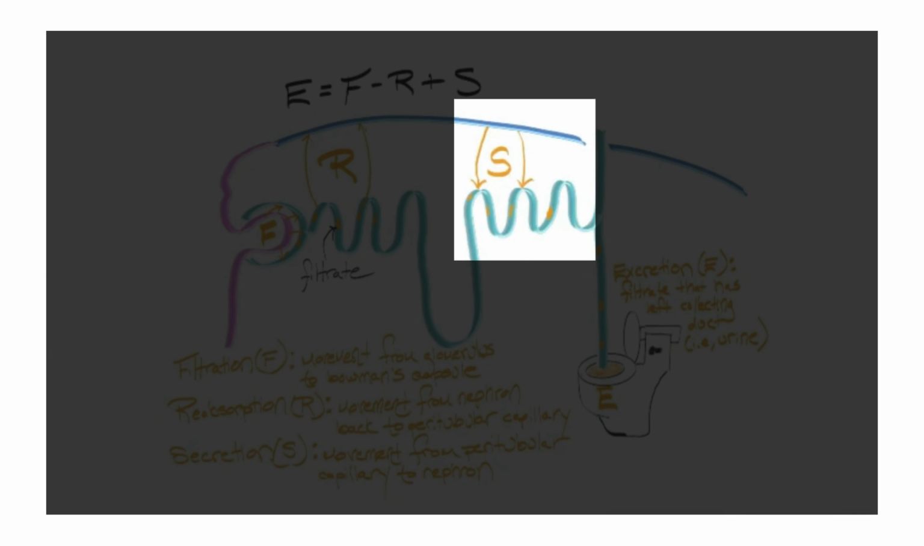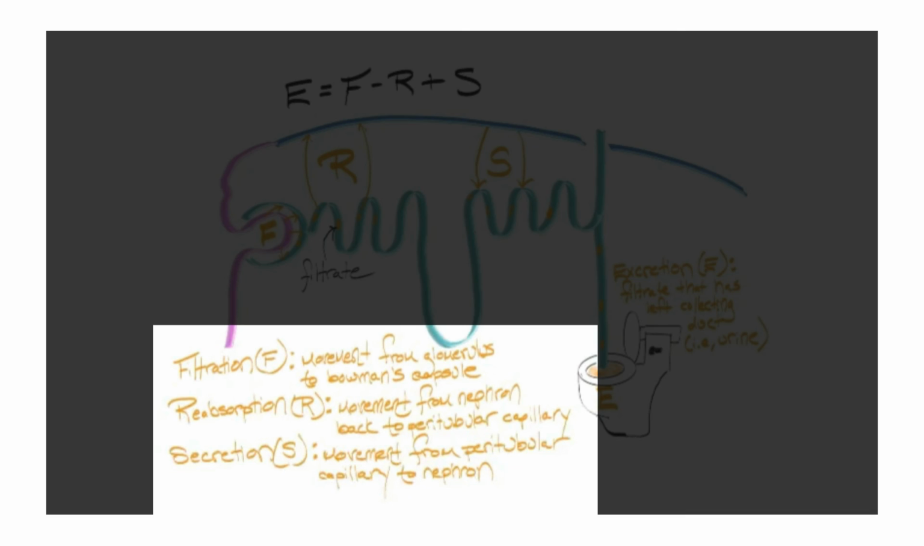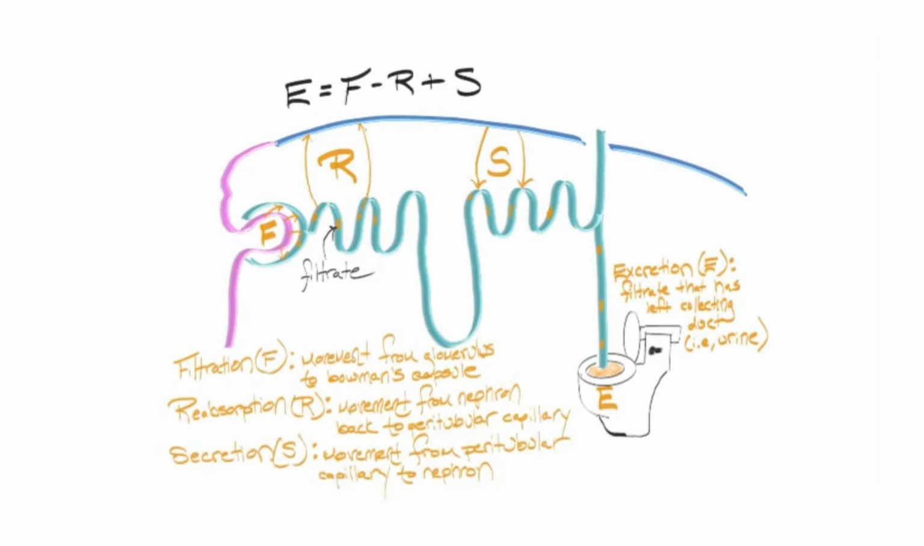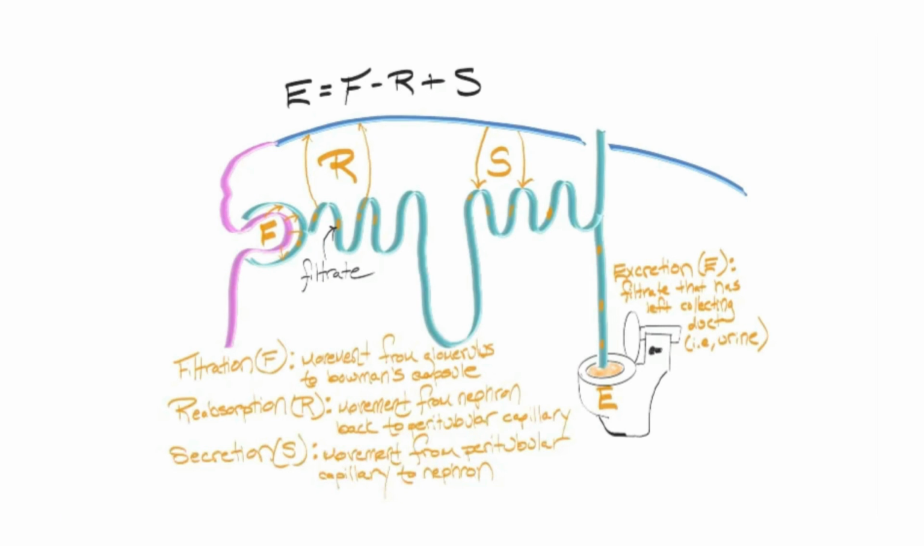Secretion is the movement of substances within the blood plasma into the nephron. These are substances that may not have gotten filtered previously, but we would love to get rid of them, put them into the nephron so they end up in the collecting duct to produce urine. So to be clear, filtration and secretion are moving the same direction. That is to say, they're moving from the bloodstream into the nephron, but they're happening at two different localities. Reabsorption is moving the other direction, from the nephron back into the bloodstream, specifically into the peritubular capillary.